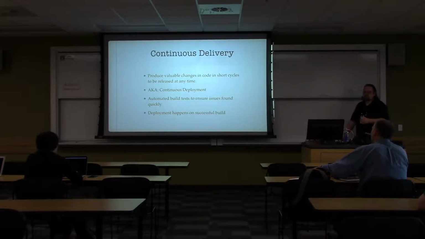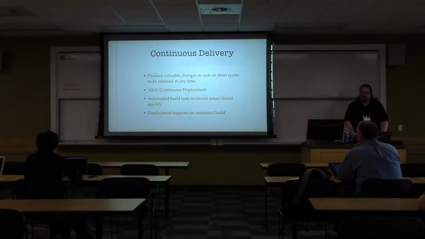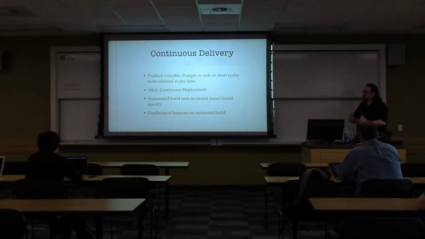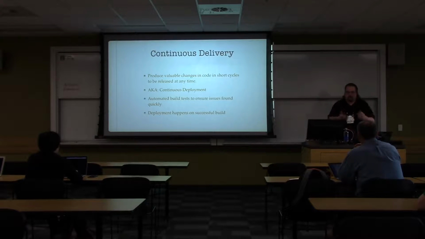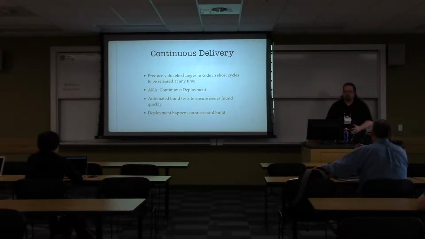Whereas continuous delivery is where you're actually producing valuable changes in your code in short cycles and typically, or almost always, deploying it. This is also known as continuous deployment and continuous delivery. I usually interchange those terms. To do this, you really need automated build tests to ensure any issues are found that would stop the process, so you wouldn't deploy bad code. You don't have to have tests. You could just run your application through this without tests, and you could deploy bad code. So testing is a big part of this.